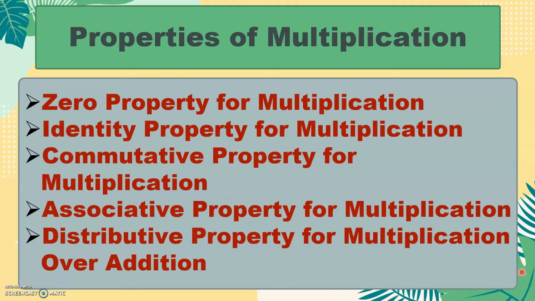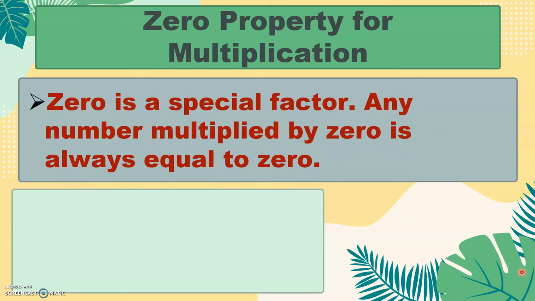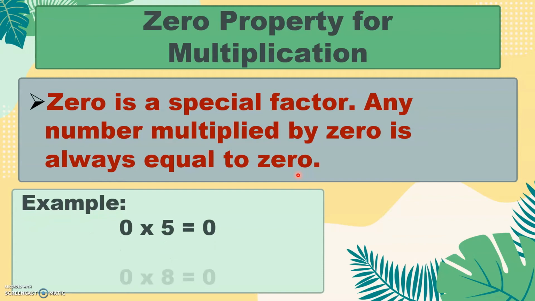Okay? So let's start with 0 property for multiplication. 0 is a special factor. Any number multiplied by 0 is always equal to 0. Just like what we have in our story problem. So example, 0 times 5 is equal to 0. 0 times 8 is equal to 0. And 7 times 0 is equal to 0. Again, any number multiplied by 0 is always equal to 0. Okay? So next, property.